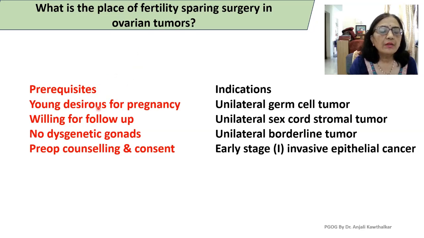Prerequisites for that are a young woman who is desirous of pregnancy and willing to come for follow-up, there are no dysgenetic gonads, and only at the end of proper preoperative counseling and proper consent can we take a decision to proceed with fertility sparing surgery. Indications are unilateral tumors: germ cell tumor, sex cord stromal tumor, borderline tumor, or early stage, that is stage 1 invasive epithelial cancer. In these women we can do fertility sparing surgery.